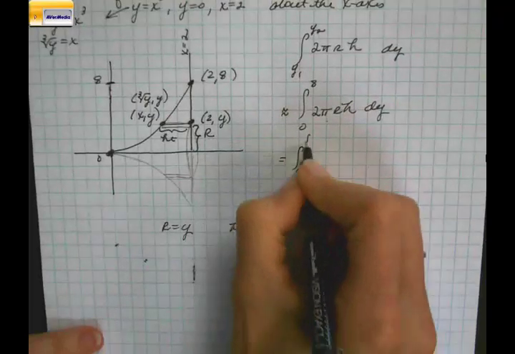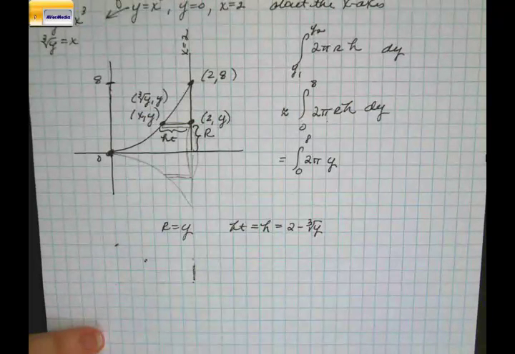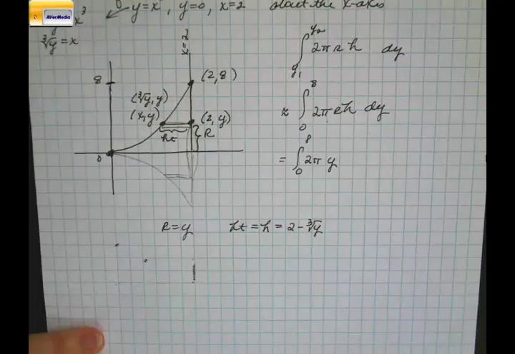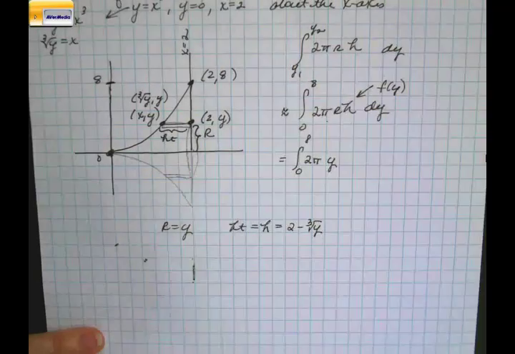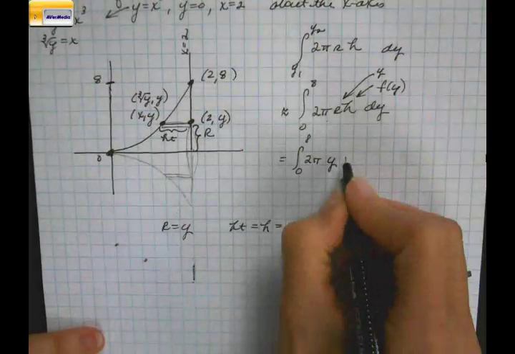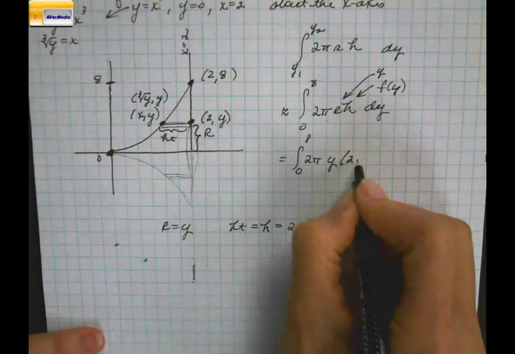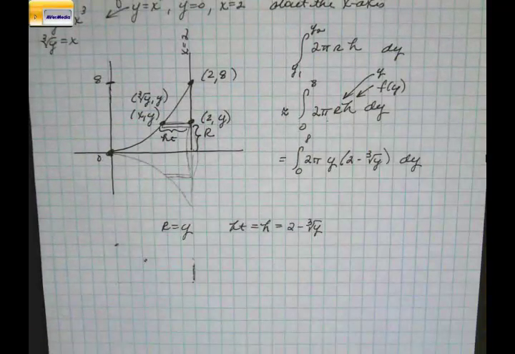So you're integrating from 0 to 8. 2 pi, replace the r with y. And your height, and I should have put f of y here because that's what we're going to do. Height is usually f of y, and r is often y. So the height becomes 2 minus the cube root of y, all dy.